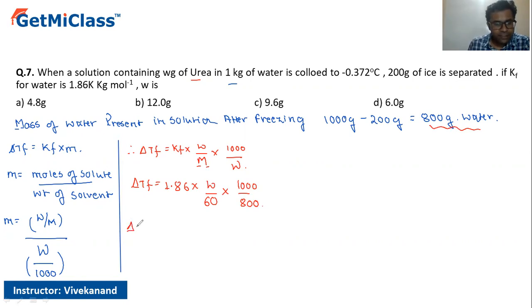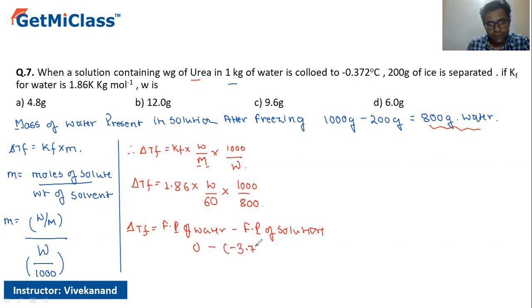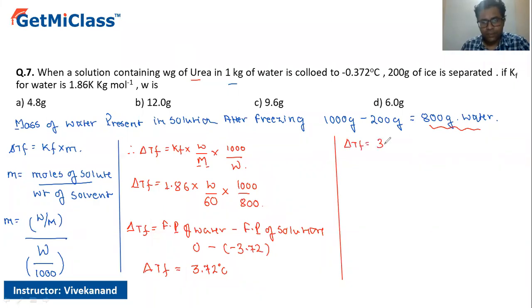Now, before proceeding further, delta TF is equal to the freezing point of water minus the freezing point of solution, right? So what we are going to get is 0 minus of minus 0.372. So the delta TF value that we are going to have is 0.372 degrees Celsius. Now let's take this value and substitute over here.